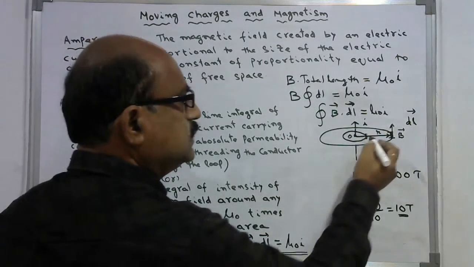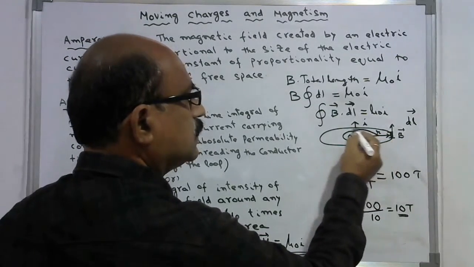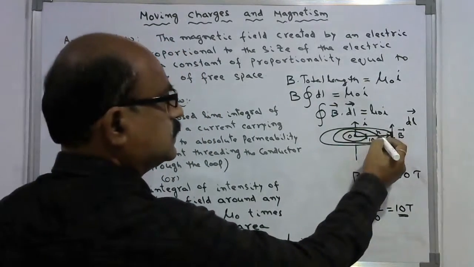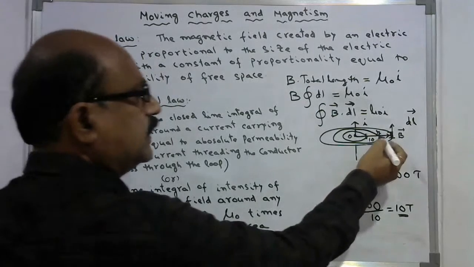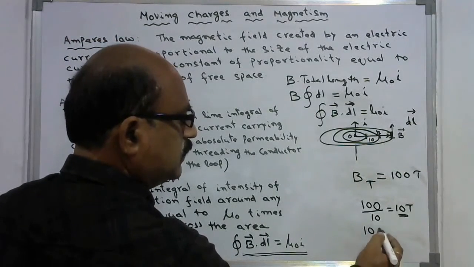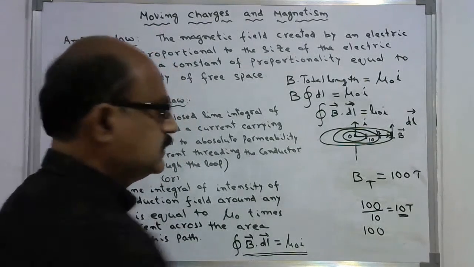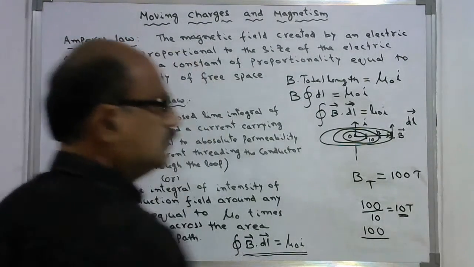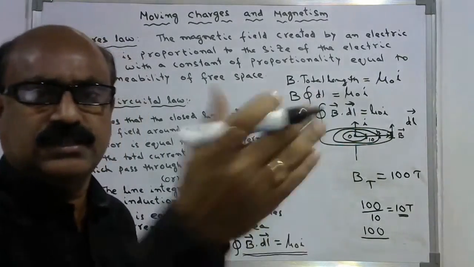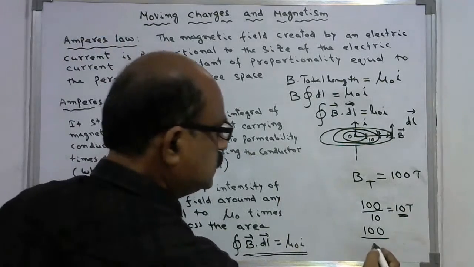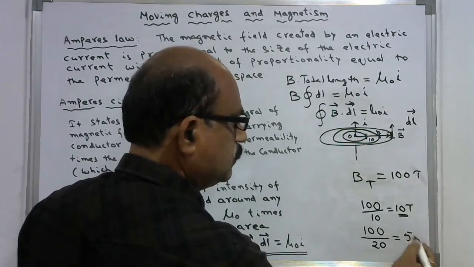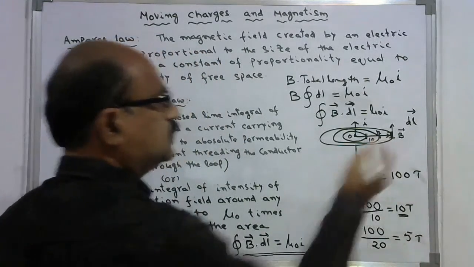Suppose I consider there is another circle which is a little bit more radius at a far distance. I would like to find the magnetic induction at the second circle. The total field that the wire can produce is 100 Tesla, but it is divided into more parts as at a more distance, the circumference increased. I just consider that this is 20. Then you will be getting 5 Tesla at this particular point.